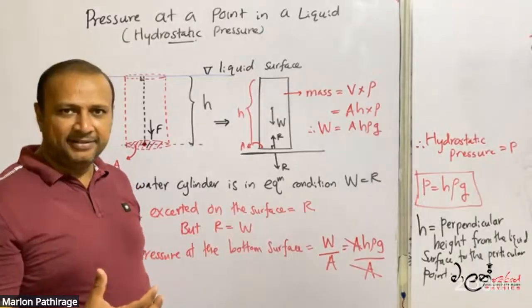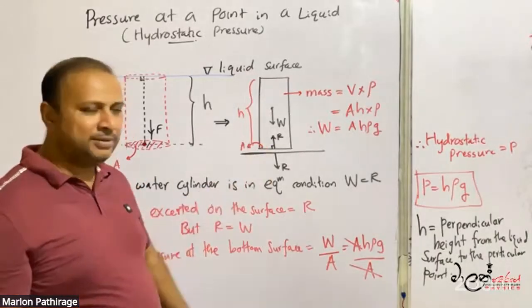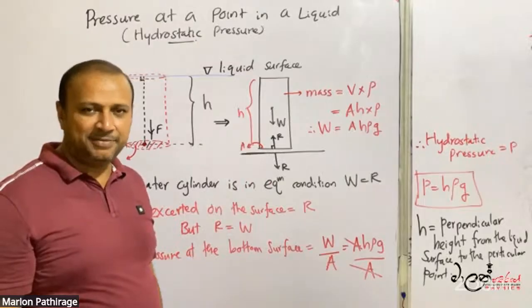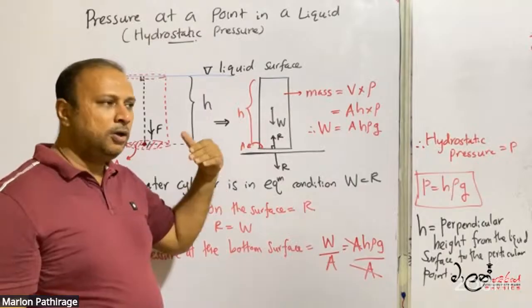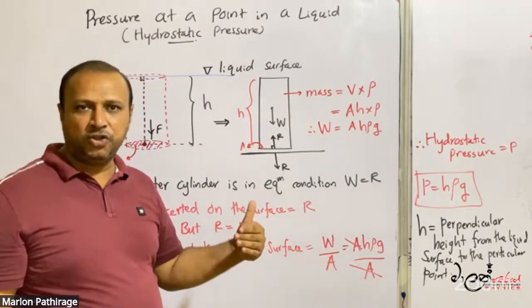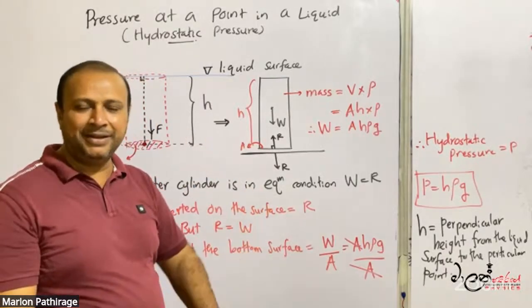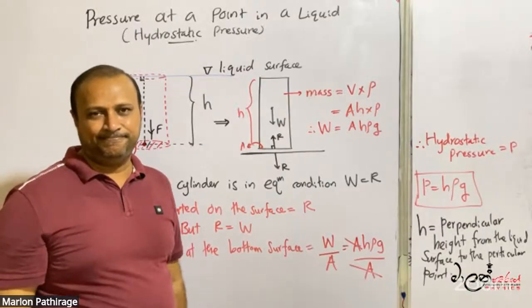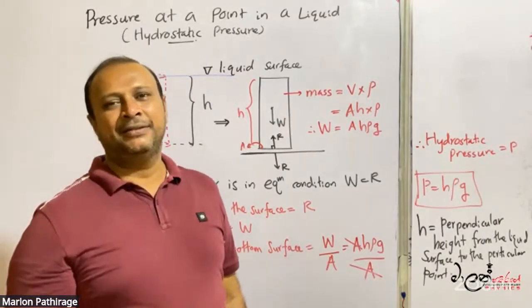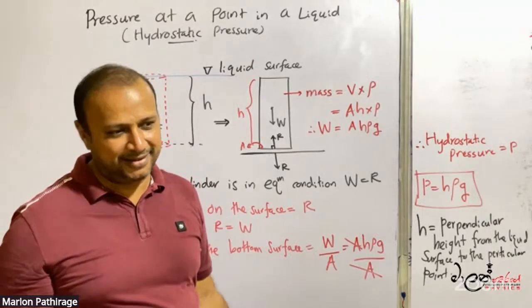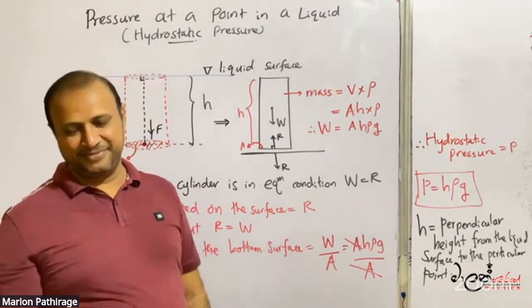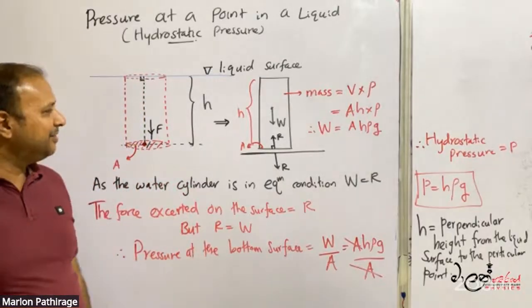Then you have to determine the area of the surface. So you should have the knowledge to determine the area of that particular location. If you know those two things, you can consider any geometrical shape, and there is no need to worry about a cylinder.